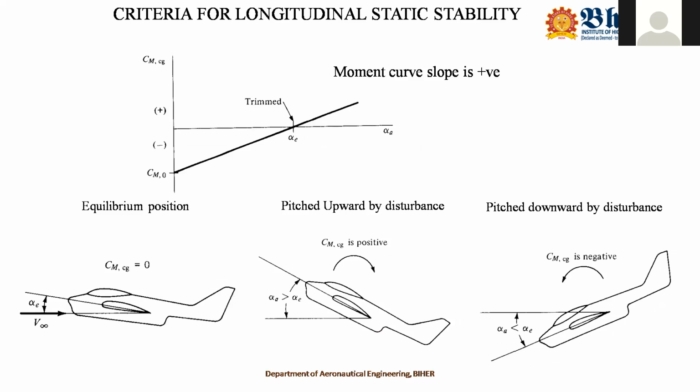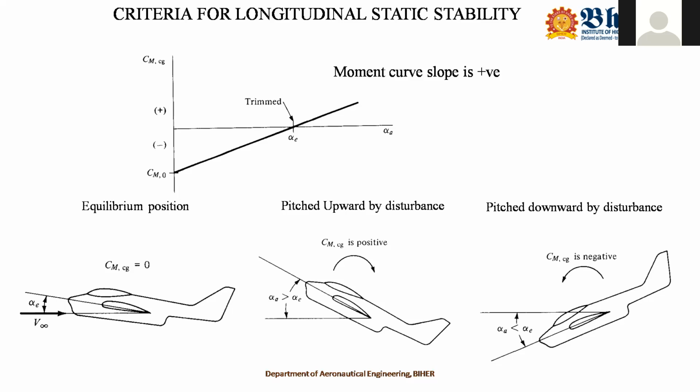Let us consider that this plot is obtained out of our wind tunnel test. If it is due to the wind tunnel test condition, then how about CM naught, the coefficient of moment at zero lift condition? It is negative. And how about the moment curve slope? As alpha A increases, your CMCG is also increasing. So the moment curve slope is positive.